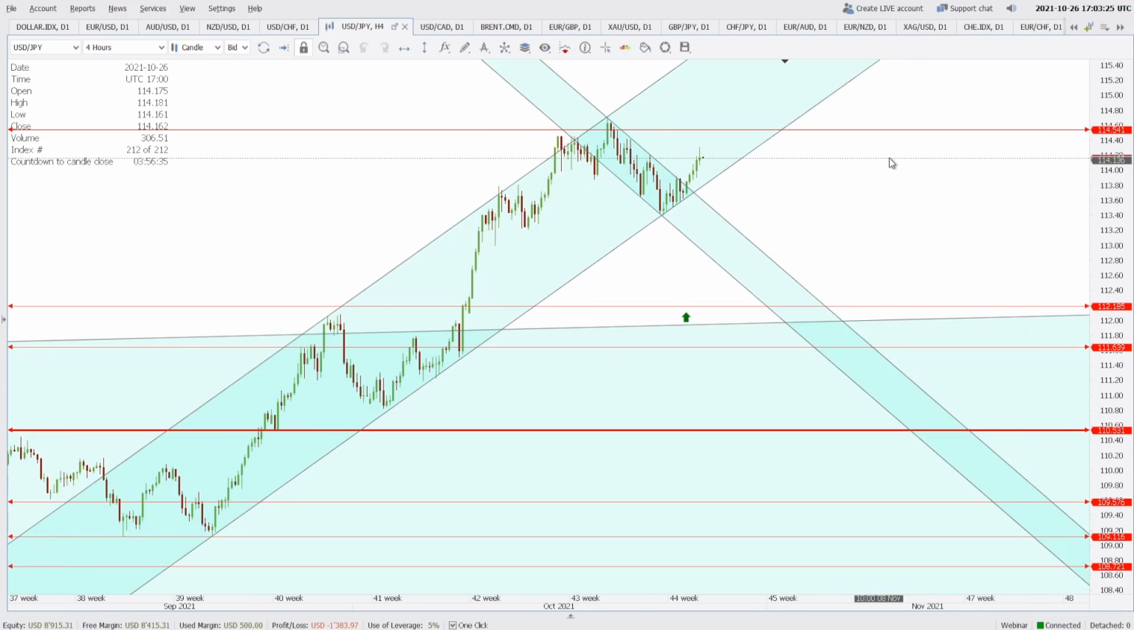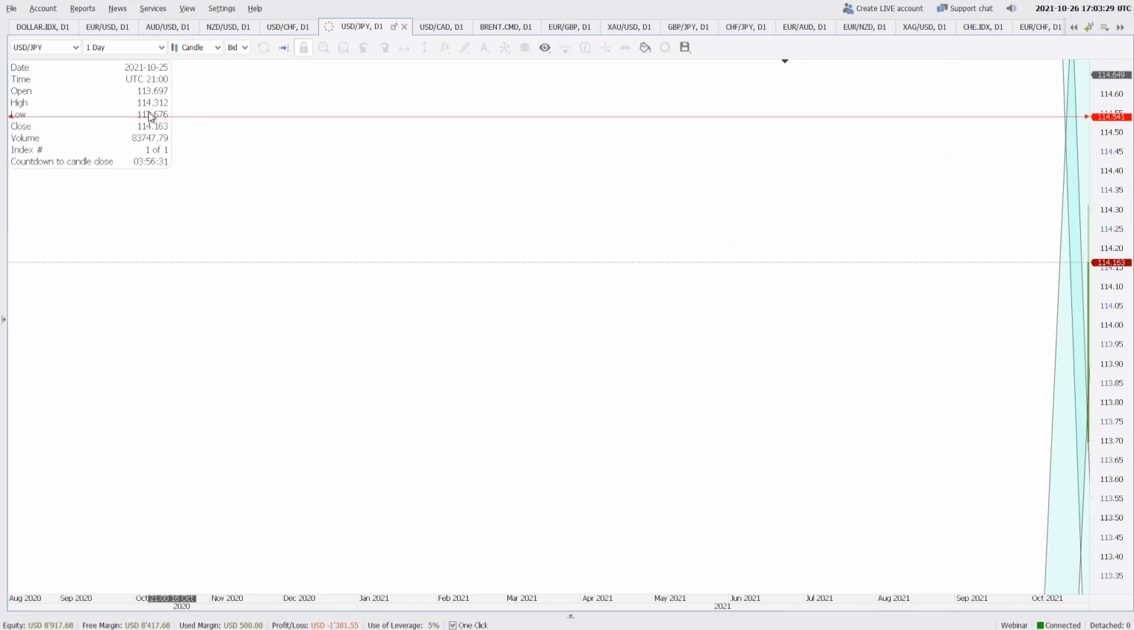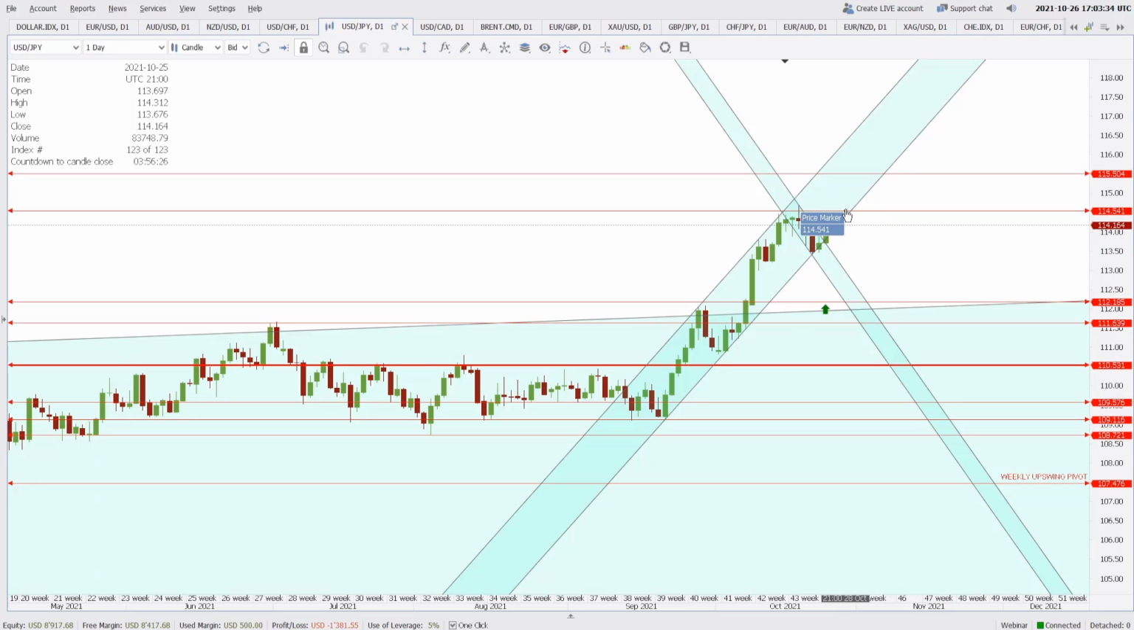If the price is able to close higher than 114.54, then 115.50 will be there on the charts. Right now the price is trading between the resistance of 114.54 and the support of 112.18.